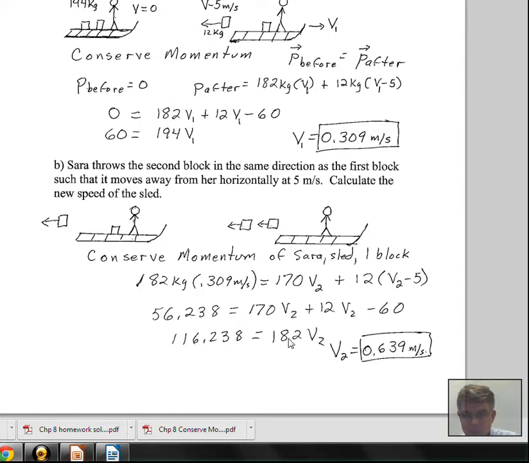The mass is different than the first calculation for our division. And we find the velocity v2 is 0.639 meters per second. If you notice, it's a little bit more than double. Why is it a little bit more than double? Well, we don't have as much mass for the sled and Sarah as we did moving to the right up here.